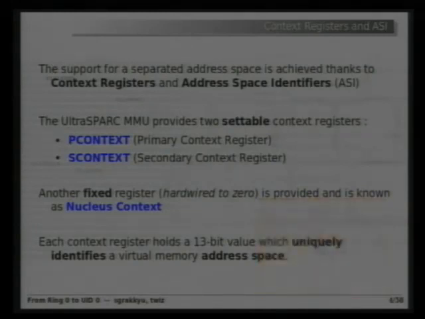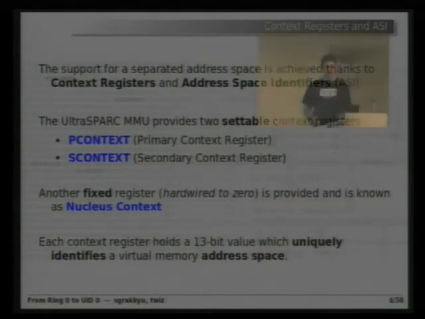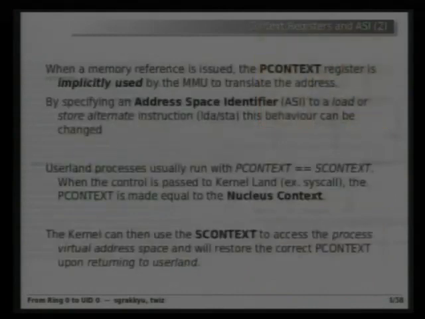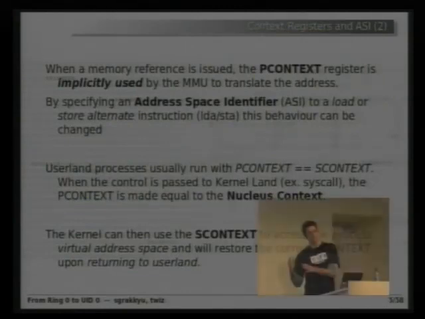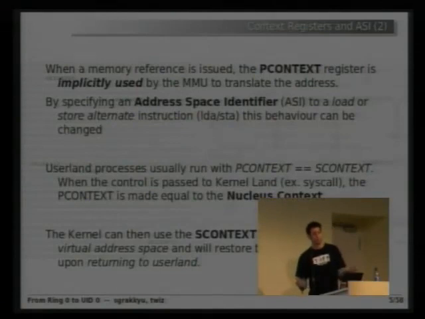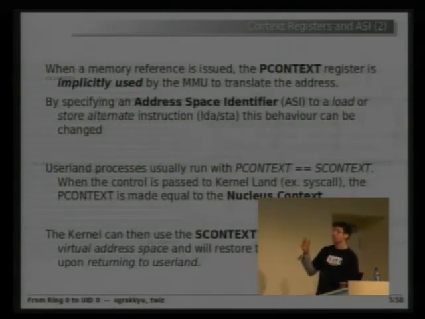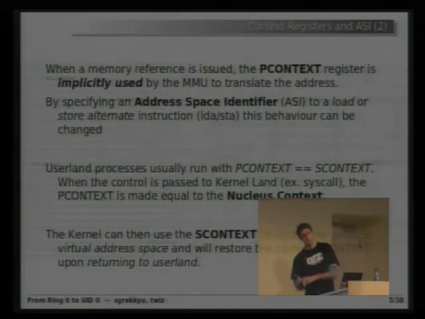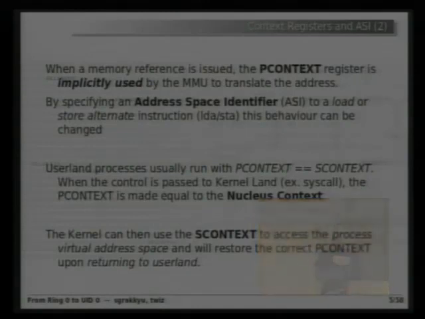Each context register is a 13-bit value, and this value is used by the MMU when you reference a memory address to translate it from a virtual address to a physical address. If you specify a normal instruction and you're in user land, then you will be using the primary context. If you specify a particular instruction, which is an alternate instruction, load or store alternate, and you specify with it another address space identifier, then you will be able to use the secondary context register to reference memory.